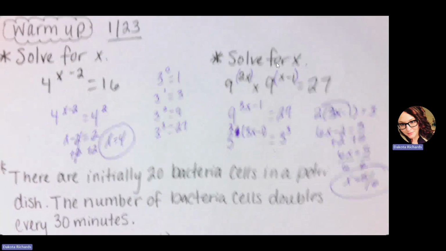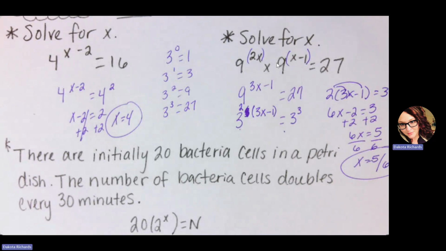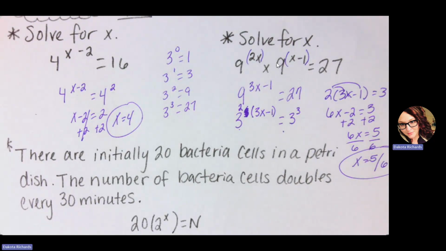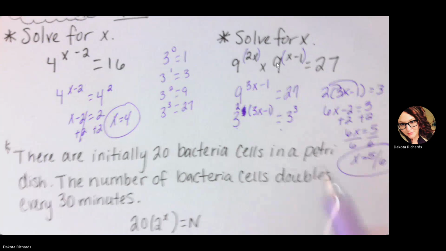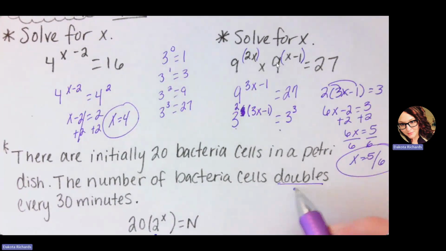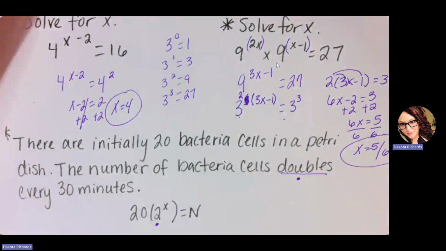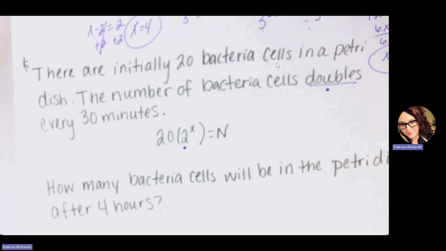Next question says, there are initially 20 bacteria cells in a petri dish. The number of bacteria cells doubles every 30 minutes. That's where this 2 comes from. It doubles. Okay. And then the question asks, how many bacteria cells will be in the petri dish after 4 hours?